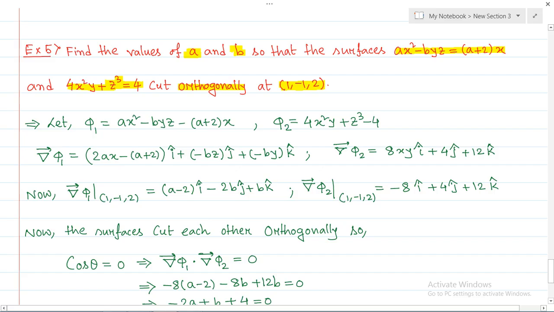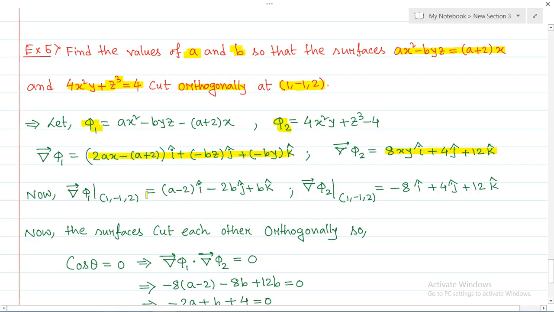But before we come to the formula, we need to find the gradient of phi 1 and the gradient of phi 2. Phi 1 and phi 2 are written by taking all the terms on the left hand side of these two surfaces. Now we have calculated grad phi 1, that is i cap del phi 1 del x, j cap del phi 1 del y, k cap del phi 1 del z. Similarly for grad phi 2, i cap del phi 2 del x plus j cap del phi 2 del y plus k cap del phi 2 del z. Now we substitute the point (1, minus 1, 2).